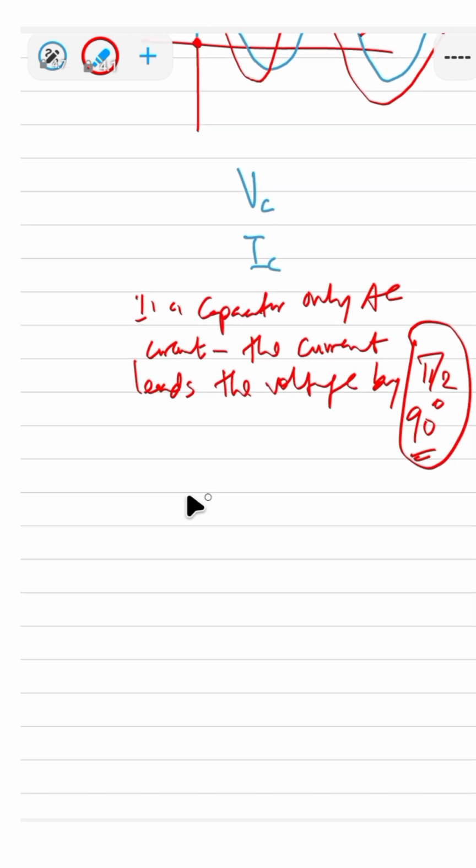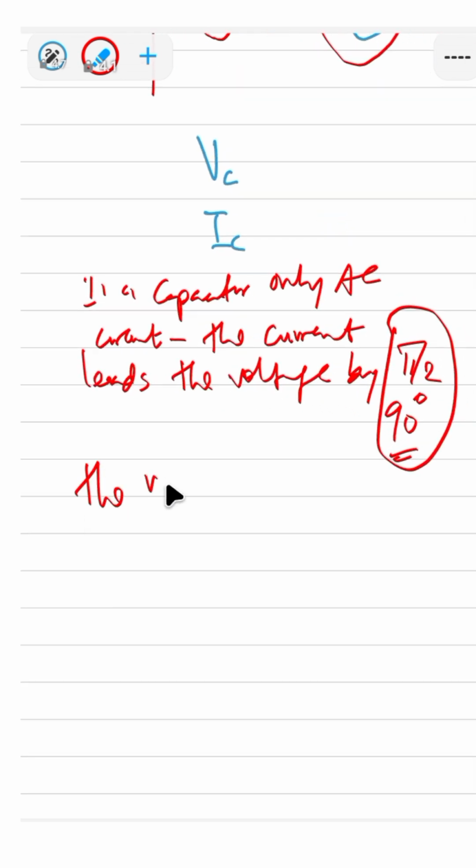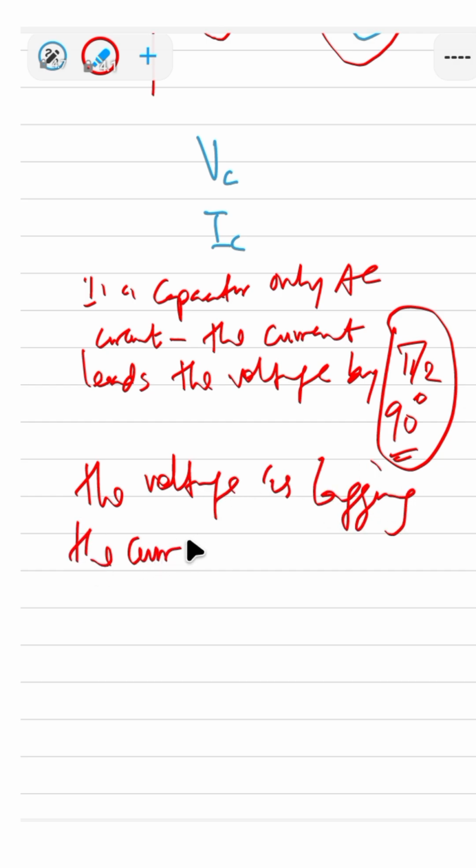Or you can say the voltage is lagging the current. That means the voltage is at the back of the current. Anyhow you want to put it, the current is leading. Take note, in an AC circuit for a capacitor, current is leading. Capacitors store charges, so you can use that idea. Charge is the same thing as current. So you just use that to remember that the current is leading the voltage and the phase angle is pi over 2.